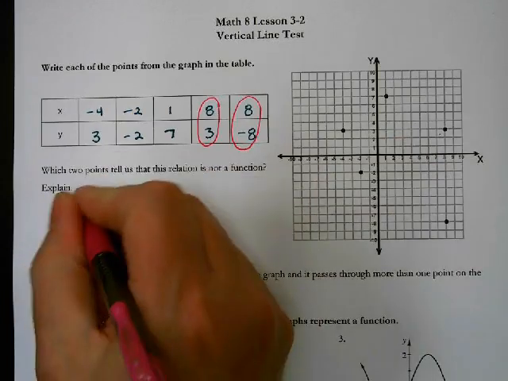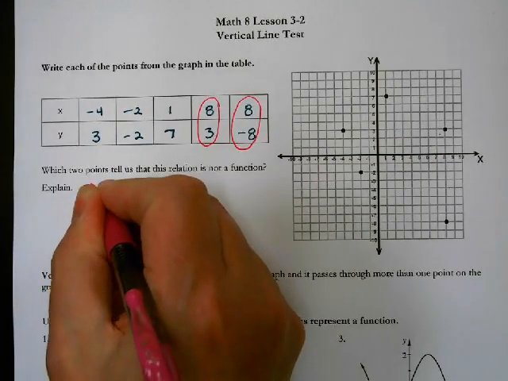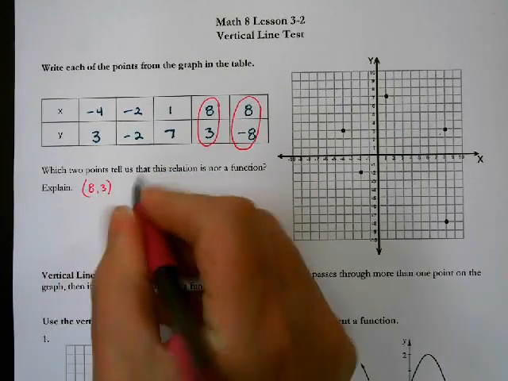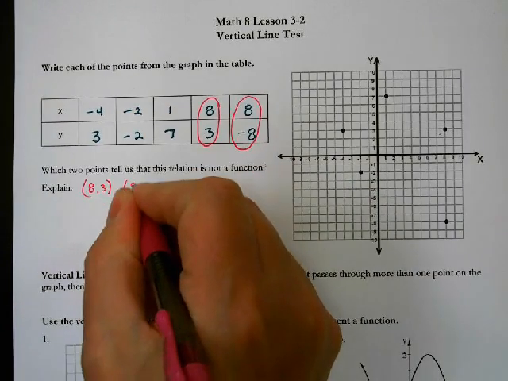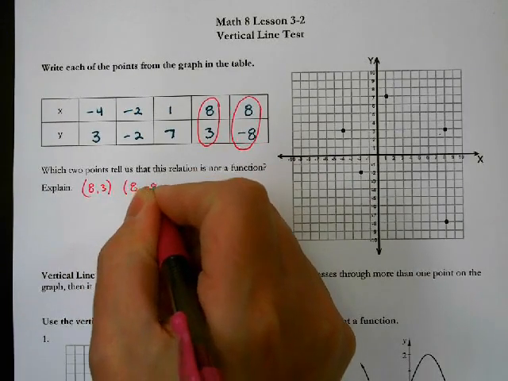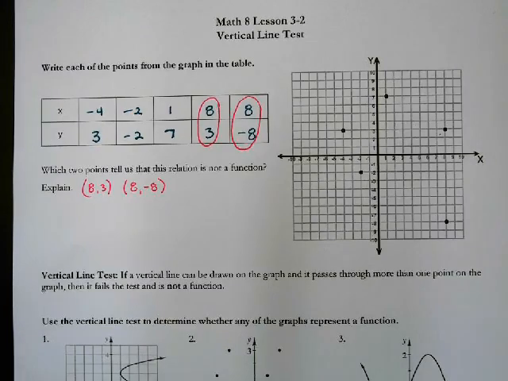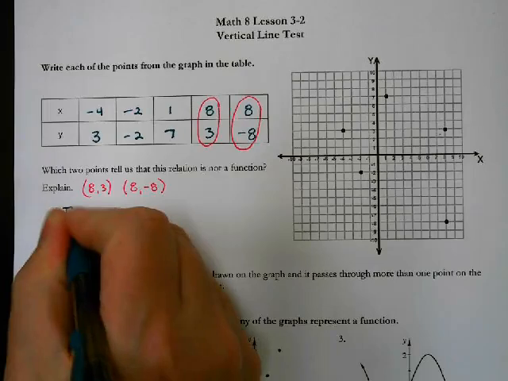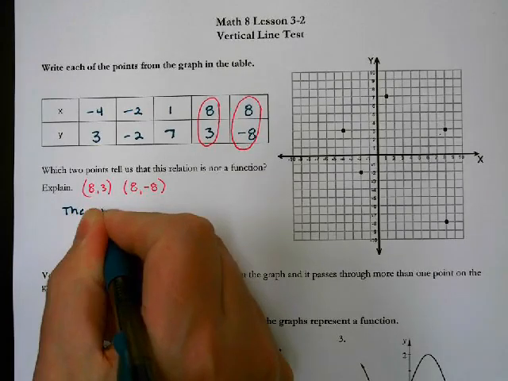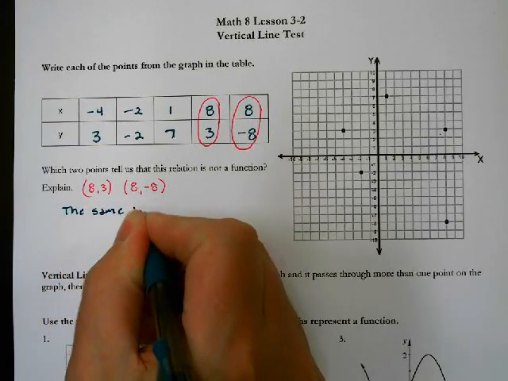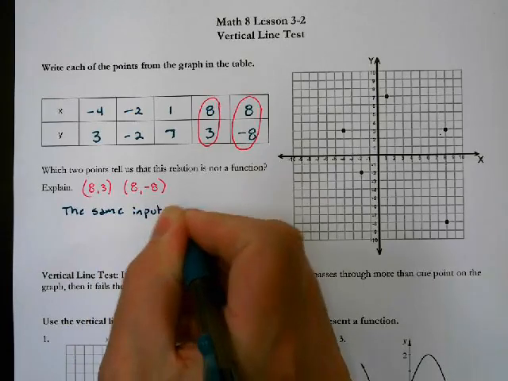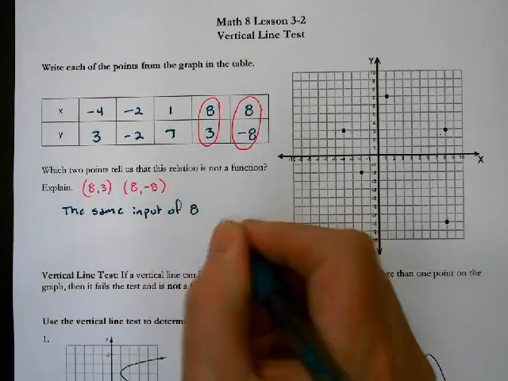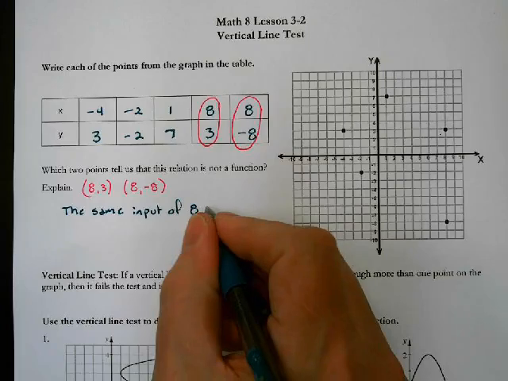So the two points (8, 3) and (8, -8) are causing this relation not to be a function. The same input of 8 has two different outputs.